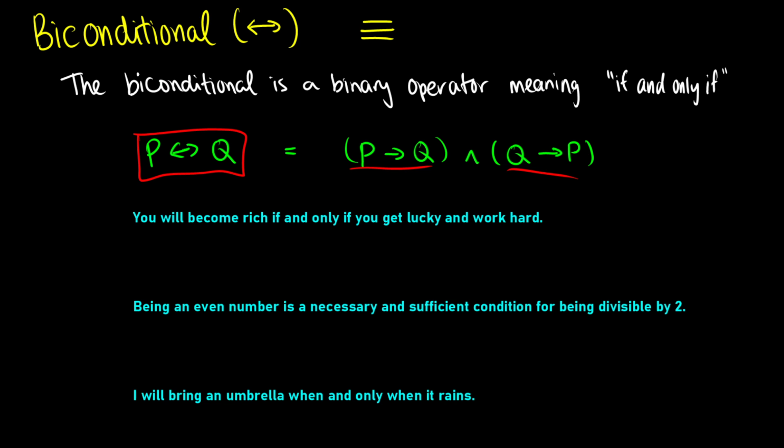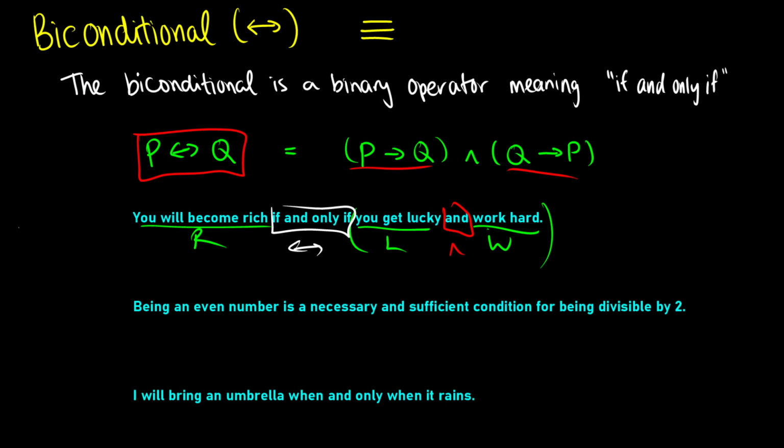So let's do our last 3 examples in the video. You will become rich. This is nice. Let's call this one R. If you get lucky, let's call that L. And if you work hard, that's W. So really here we have a conjunction because we have this word and in the middle. So you will become rich if and only if you get lucky and work hard. So what's nice about if and only if is that we don't have to worry about the direction. We can just translate that as a biconditional right away.